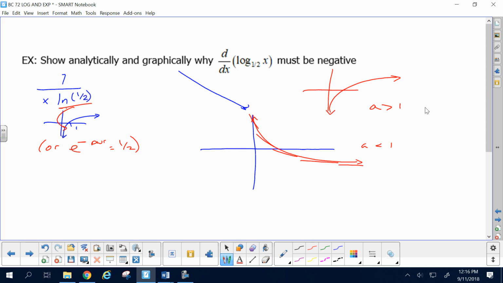That's if the base is greater than 1. That's if the base is less than 1. What if the base is 1? Ooh, that's an interesting question. Come on, people. Then x is 1 to the y, right? So what does that graph look like?